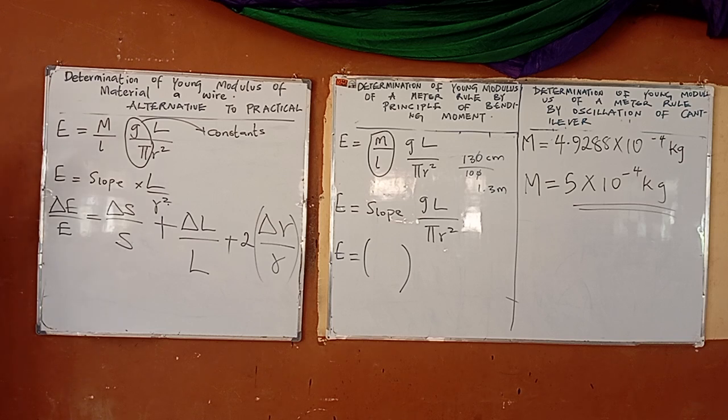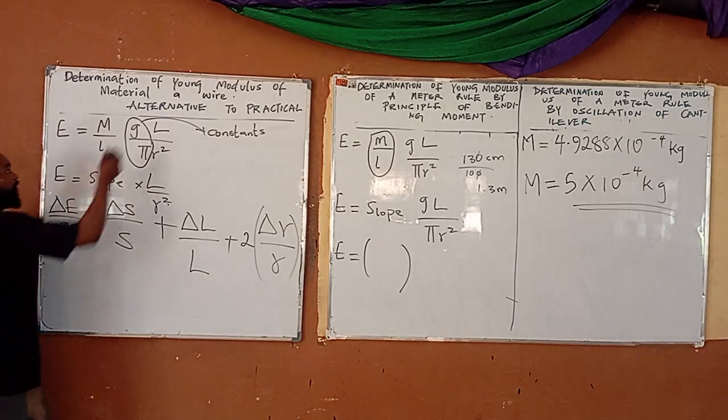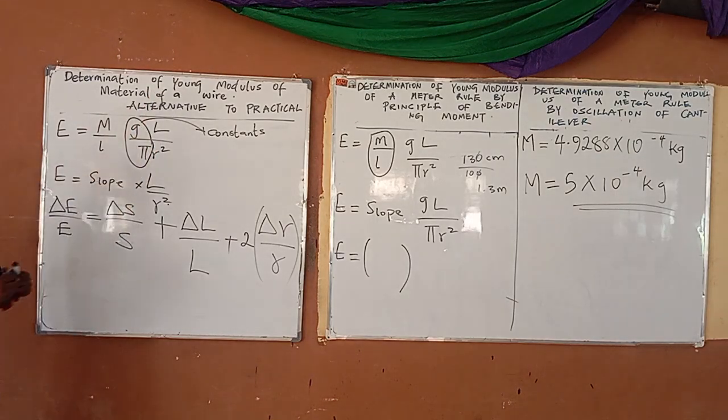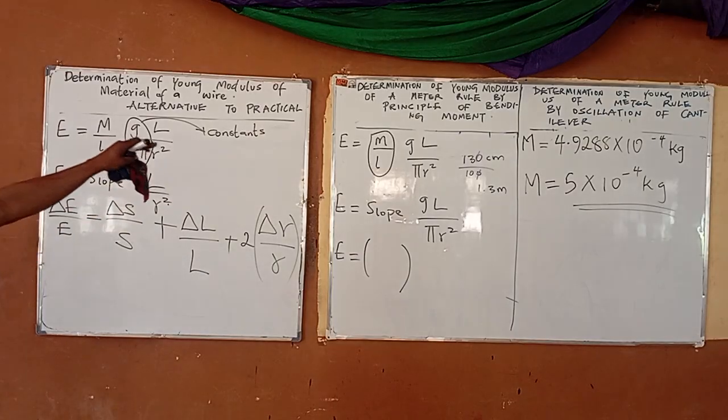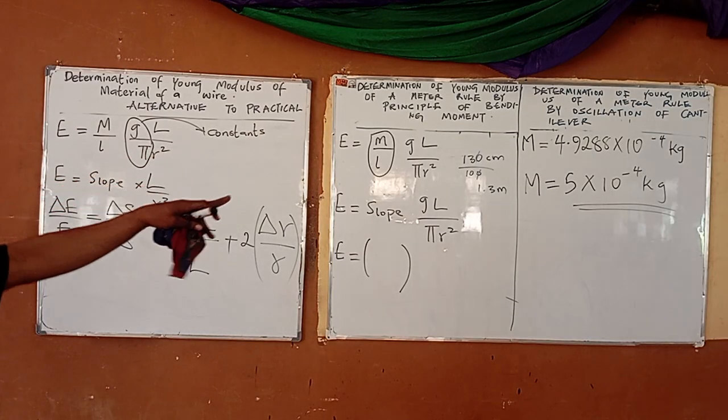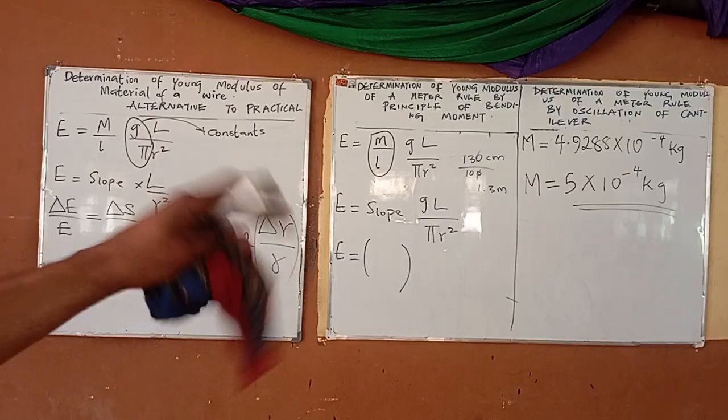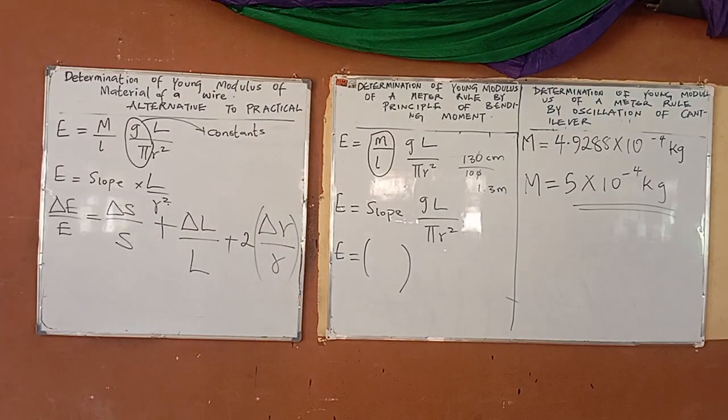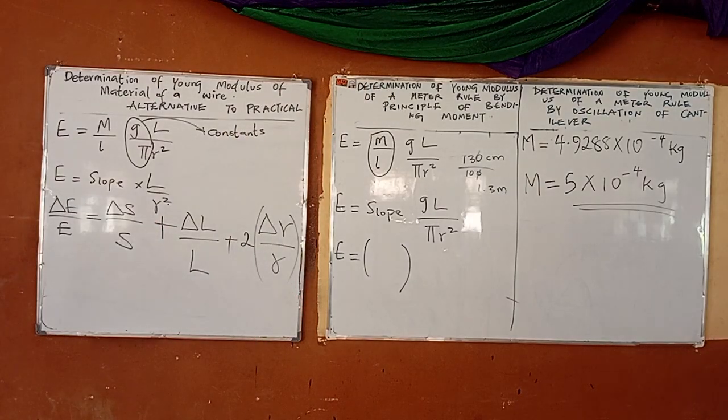So please, we've done determination of Young modulus of material of a wire. Then we've done determination of Young modulus of a meter rule by principle of bending moment. So the one remaining, which we will do today as well, is by oscillation of cantilever.